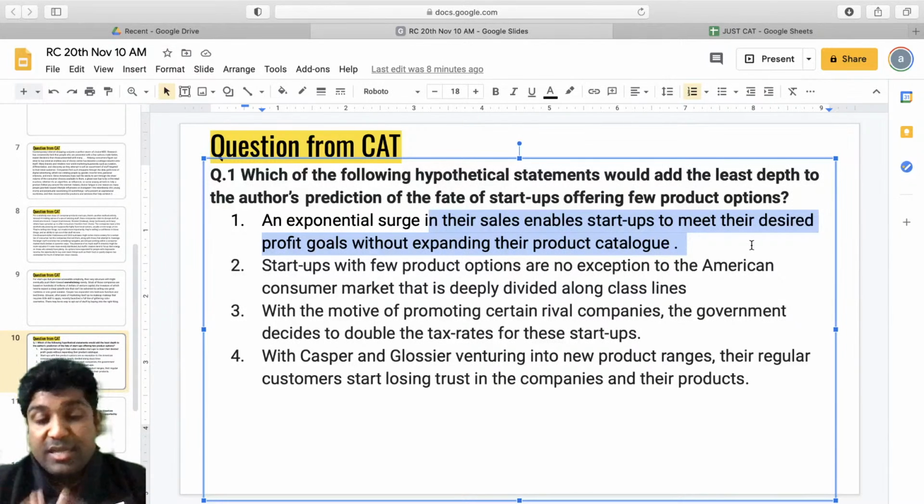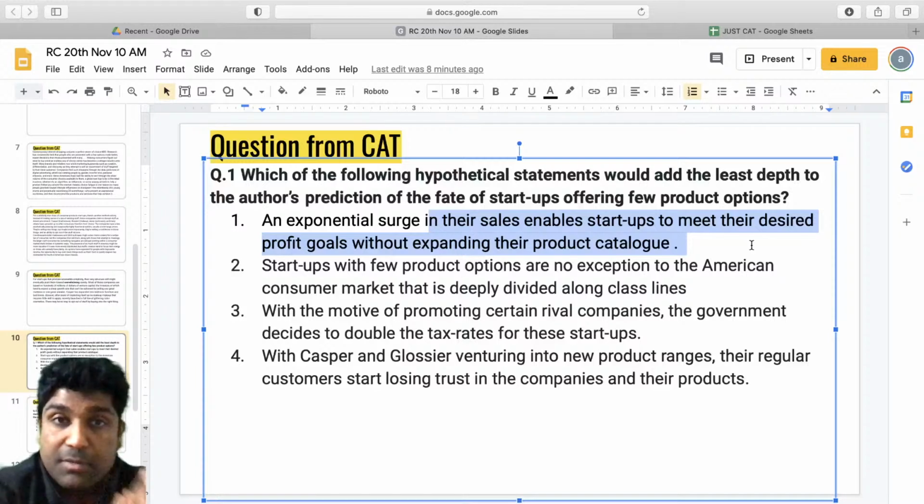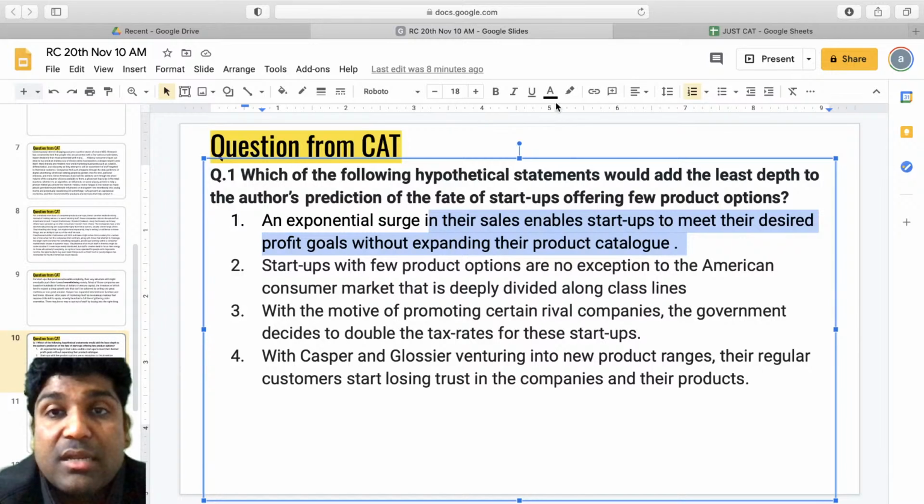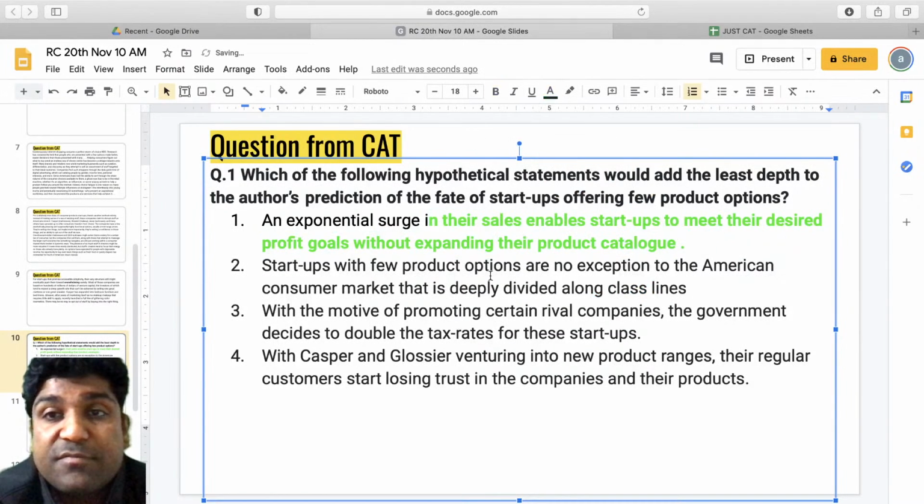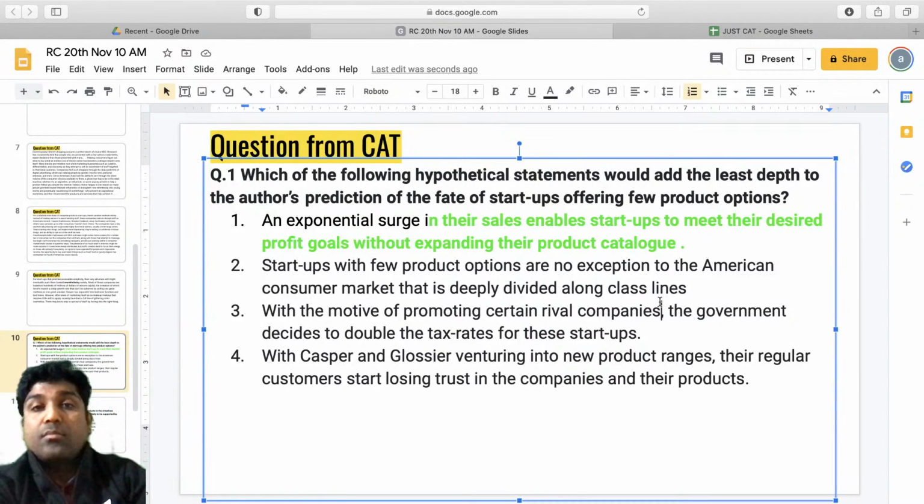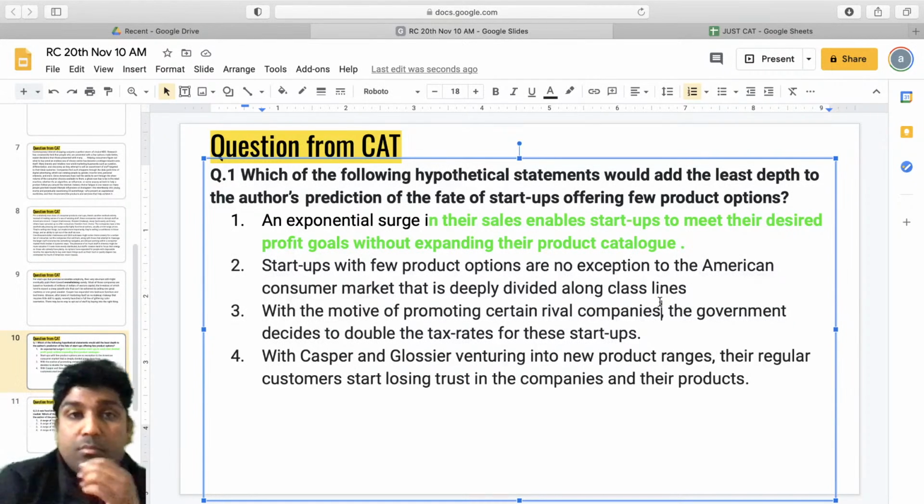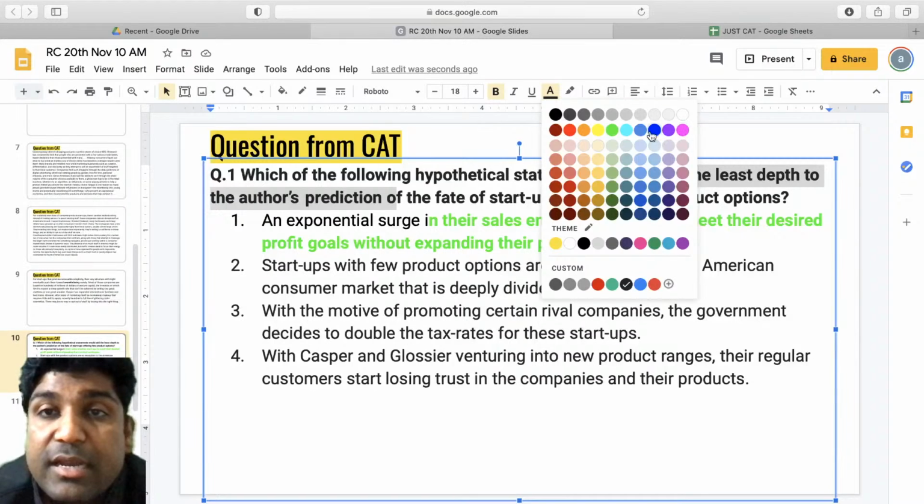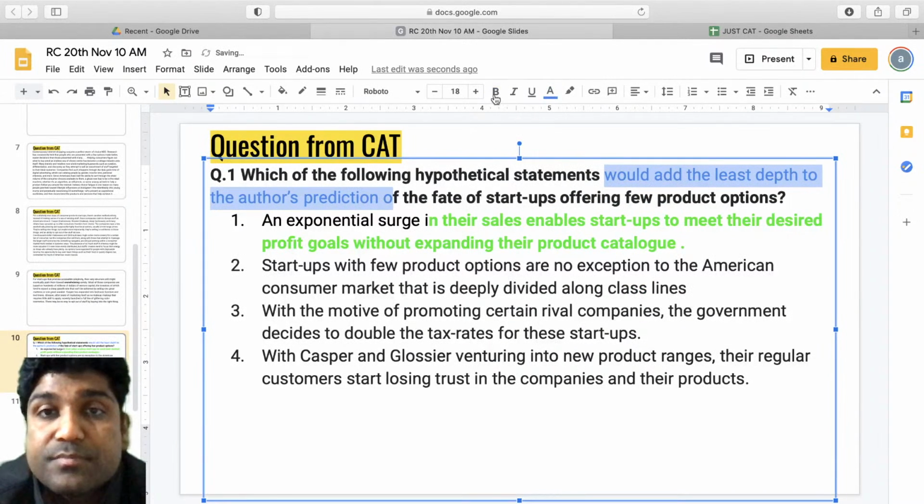So they're saying that these startups are funded by people from outside, and they seek profit, and hence they want these companies to grow very fast. If the sales of these companies increase manyfold without expanding their product ranges, then they do not need to expand their product catalog. So that is the right answer. They were looking for what would add least depth to the author's prediction. So something which adds least depth will be something which counters it, and this is what is countering it.